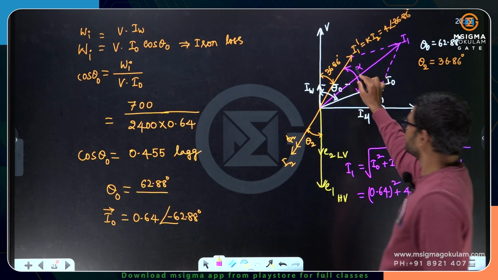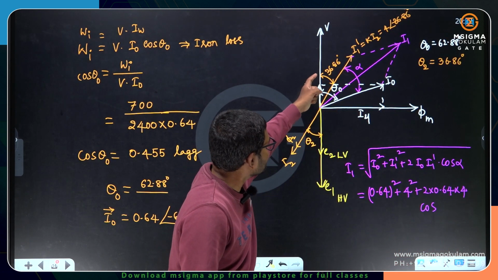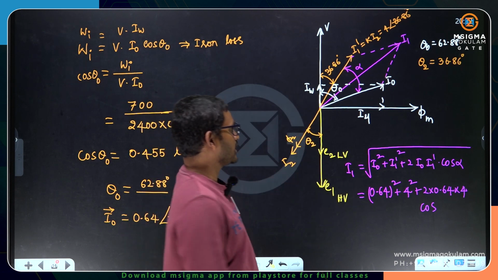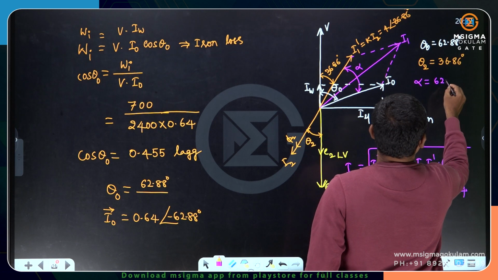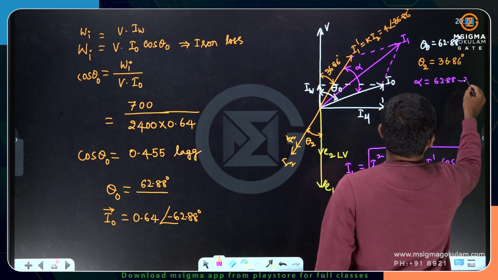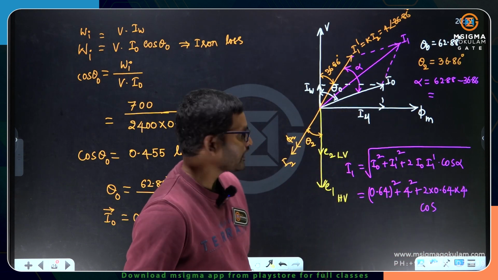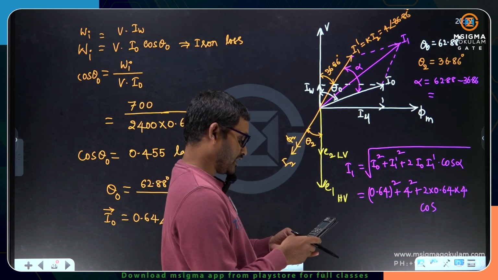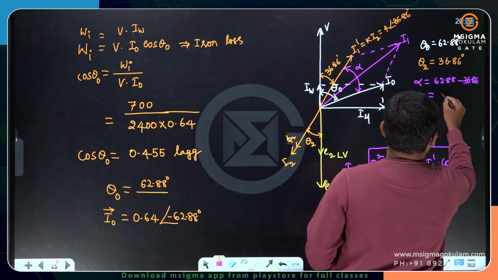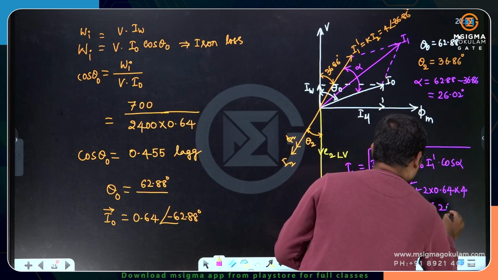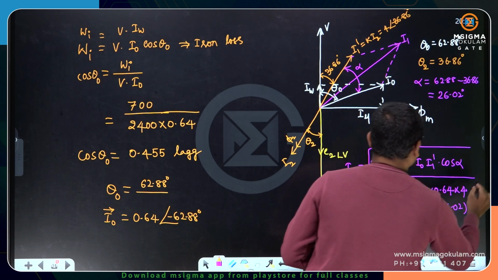What is this alpha? How much will you get? Alpha is theta naught minus 36.86. Alpha is 62.88 minus 36.86. Okay, you will get the answer. So we will be getting it as around 26.02. Now cos of 26.02. Please solve the entire term.